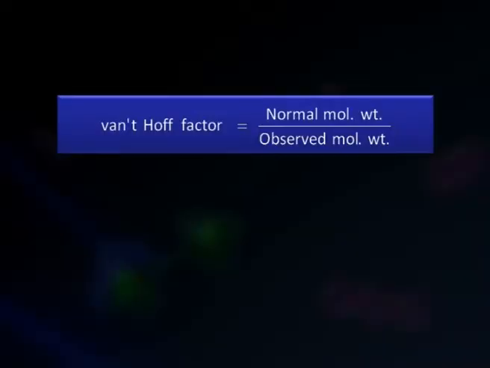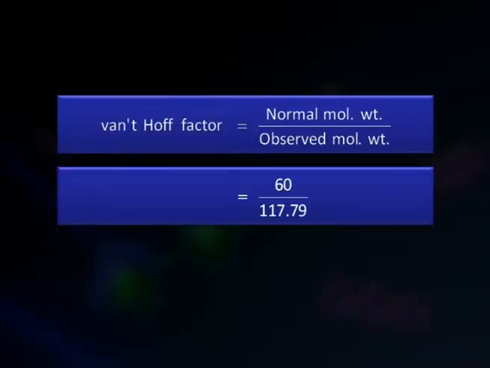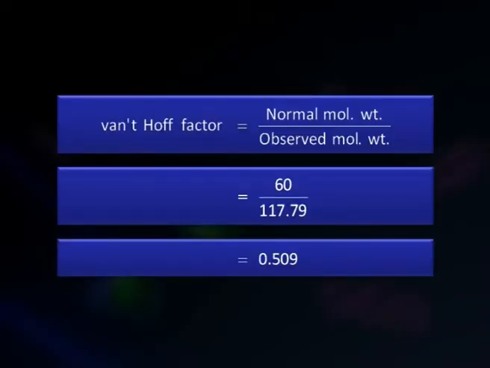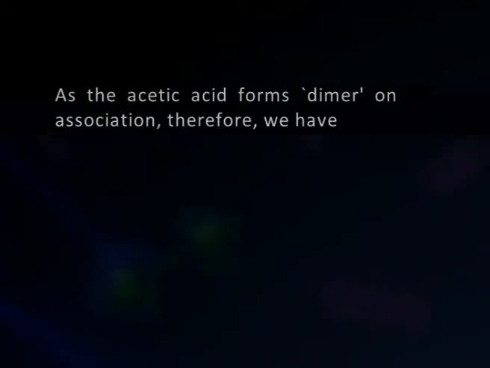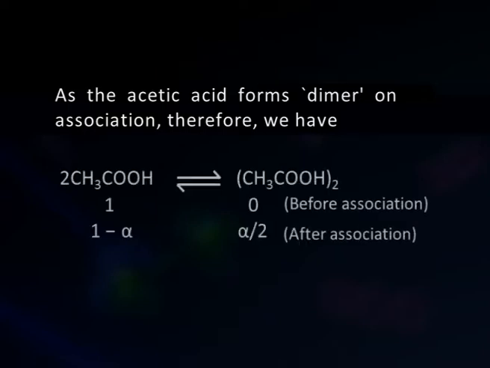Now, Van 't Hoff factor is equal to normal molecular mass upon experimental molecular mass. Normal molecular mass of acetic acid is 60 and experimental molecular mass we have calculated 117.79. Putting both these values, we will get i equal to 0.509. As the acetic acid forms dimer on association, we have 2 moles of acetic acid giving 1 mole of dimer of acetic acid.